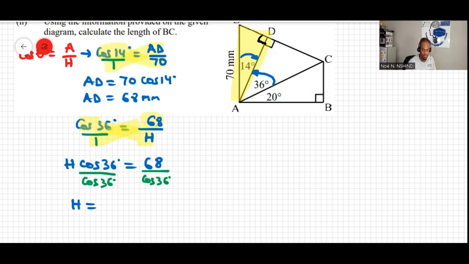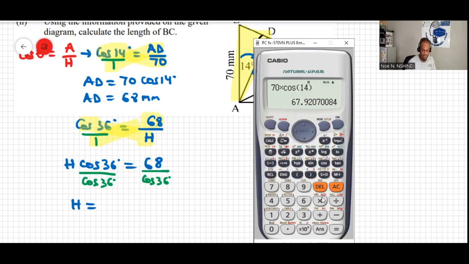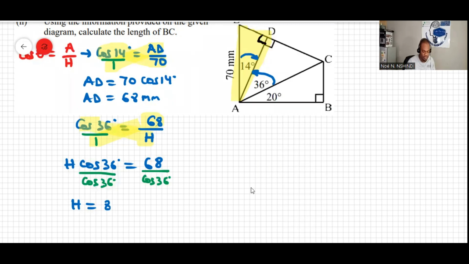Now we can find what h is. h will be equal to 68 over cos 36. And then 68 over cos 36 is equal to what? 84.1. Because we round to one decimal place, it makes 84.1. Now we find the hypotenuse. This is 84.1.